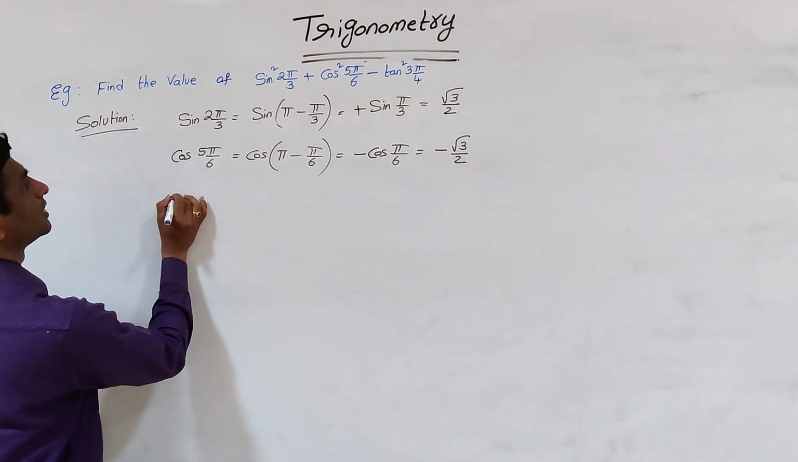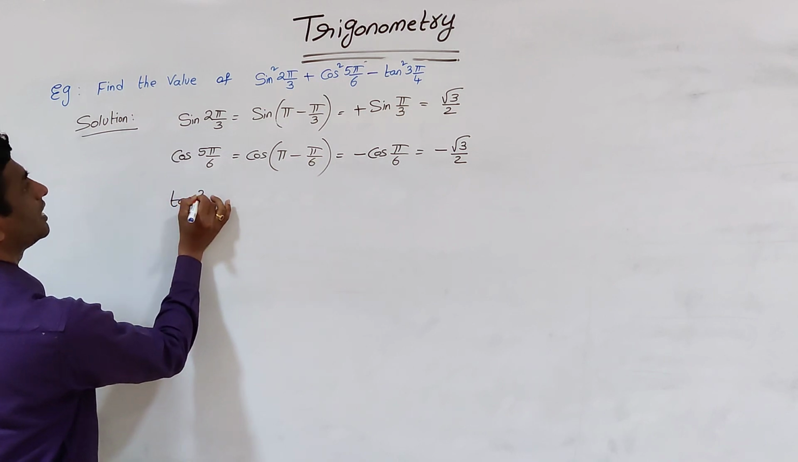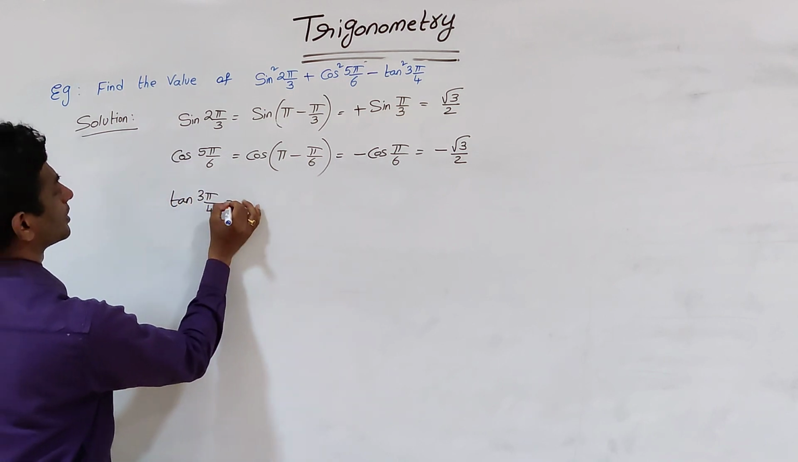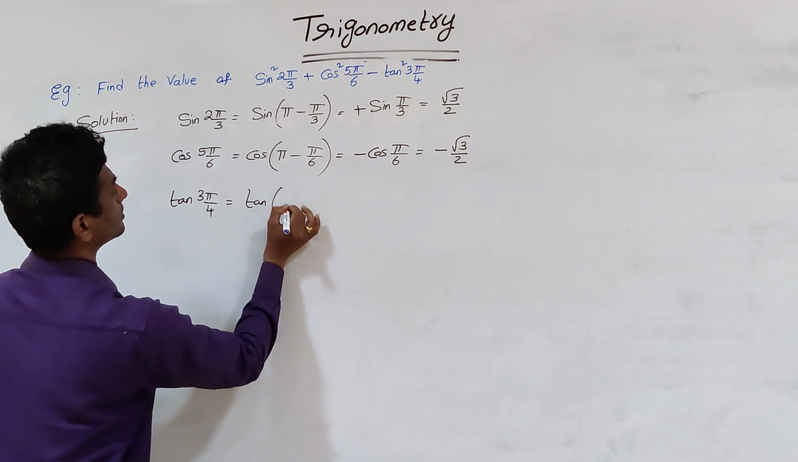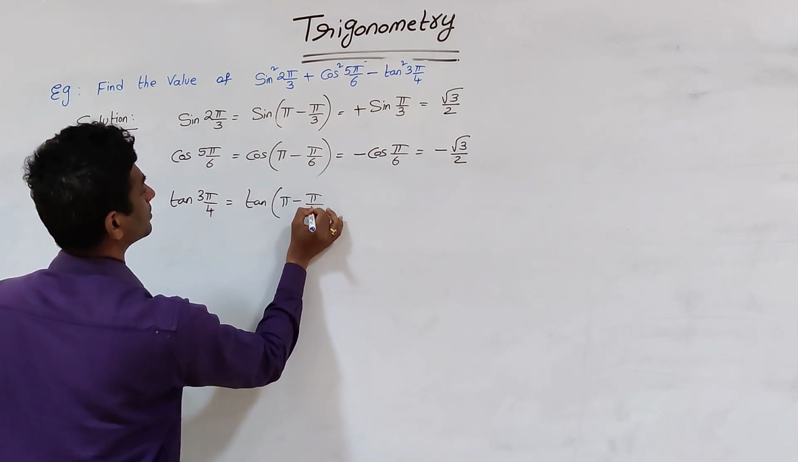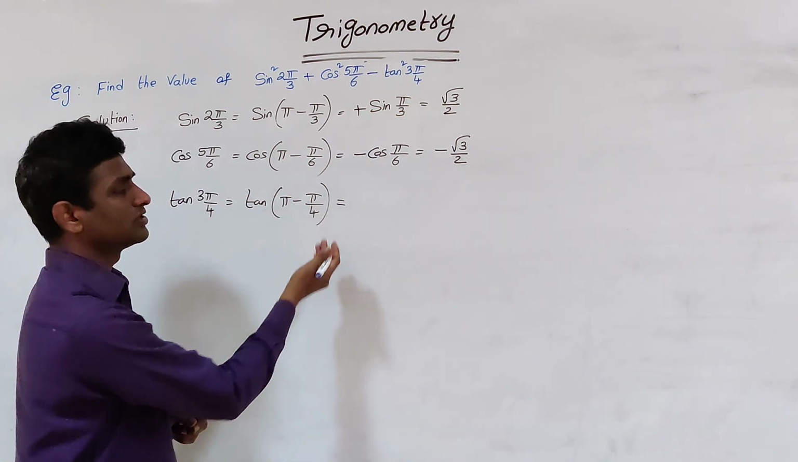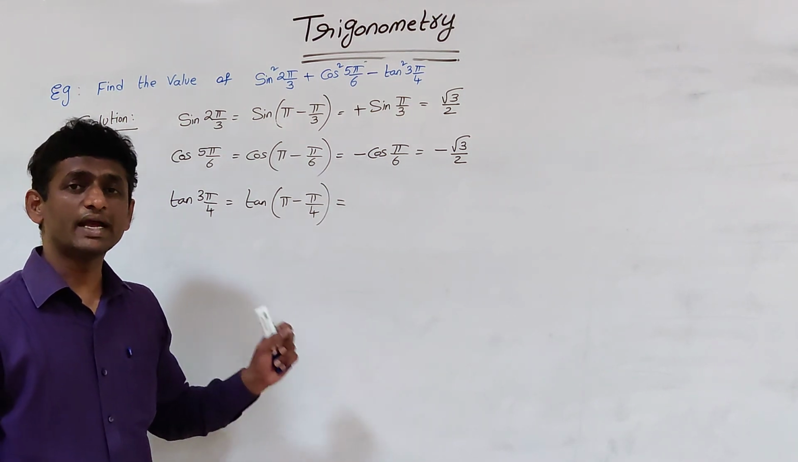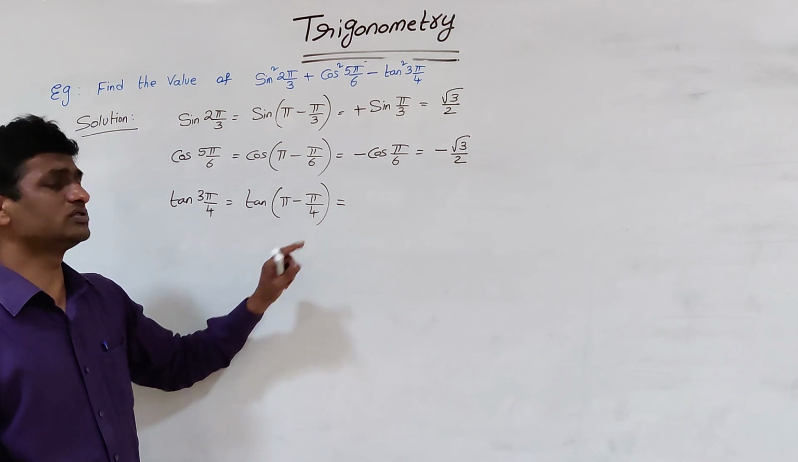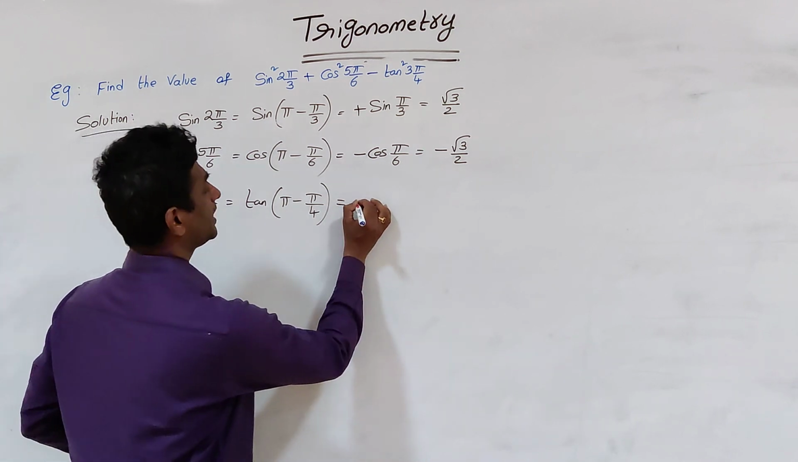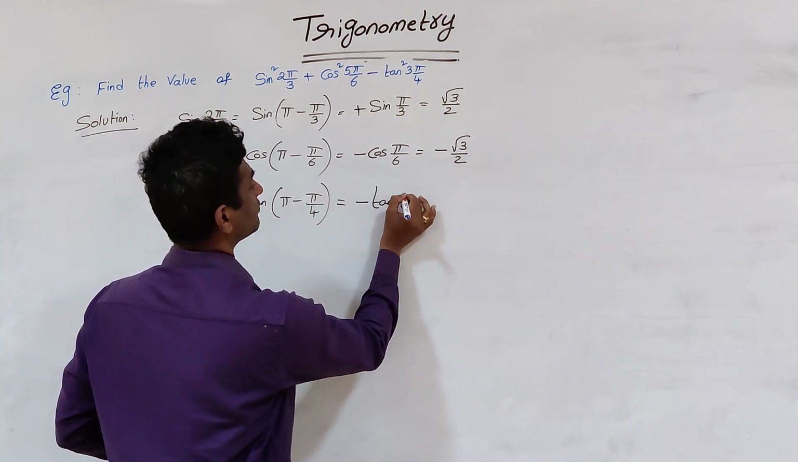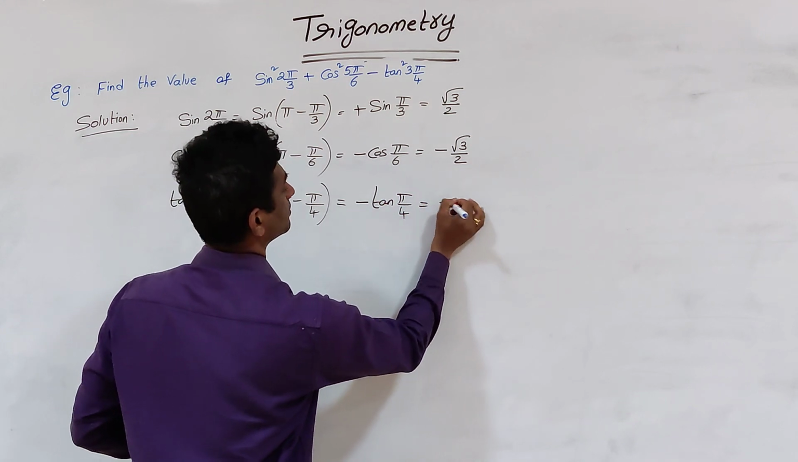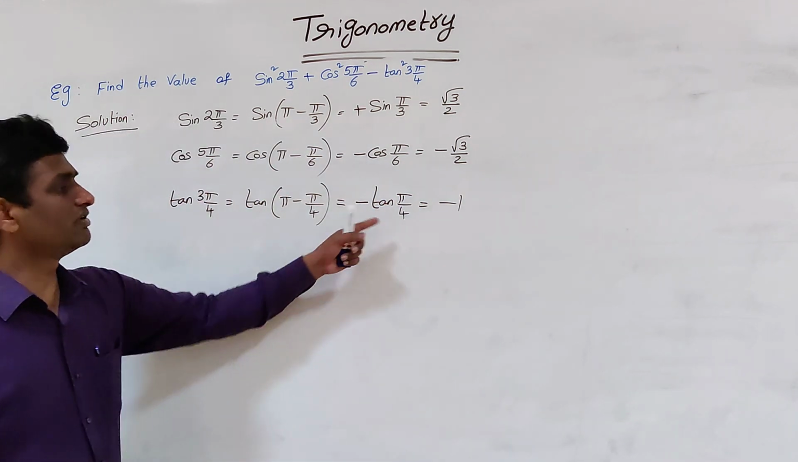Next, coming to tan 3 pi by 4. So tan of pi minus pi by 4, again it is in the form of 180 minus theta. Tan of 180 minus theta will be minus tan theta, where theta is pi by 4, so it will be minus tan pi by 4. But tan pi by 4 is 1, so it will be minus 1.